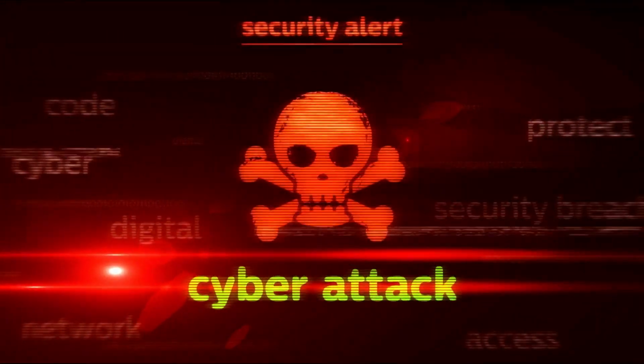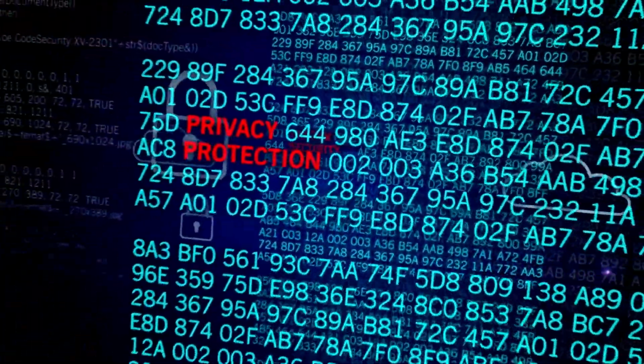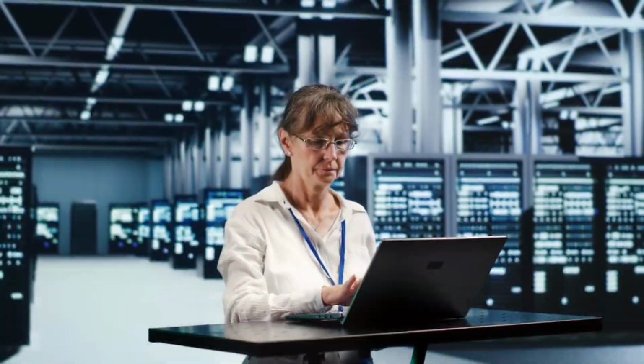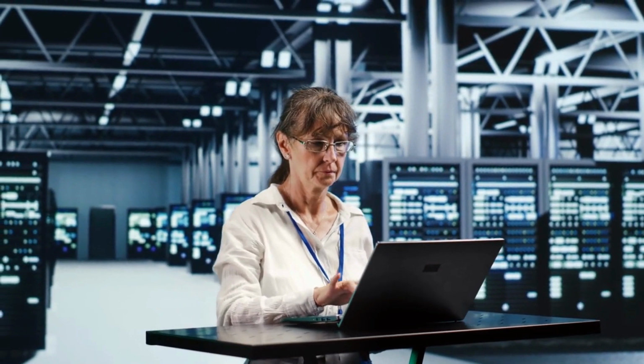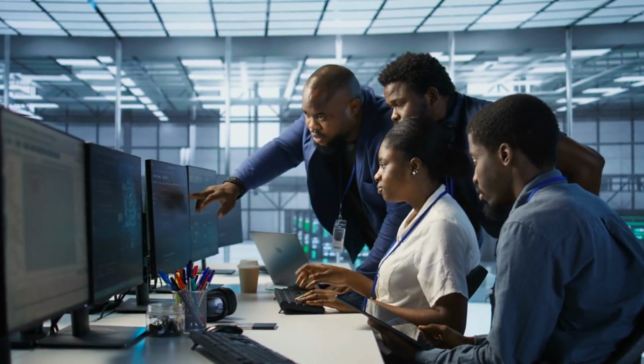Understanding the stages of a cyber attack, from infiltration to data exfiltration, is crucial in preventing breaches. By identifying vulnerabilities, patching systems, and improving employee awareness, organizations can stop attackers in their tracks.